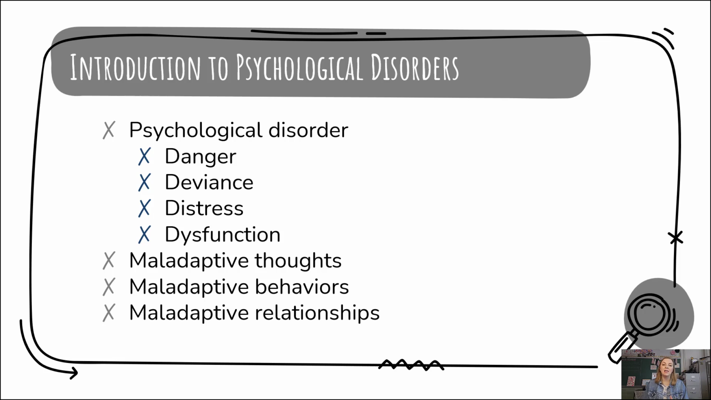And finally, maladaptive relationships. These are relationships that are unhealthy, unbalanced, or even harmful. They often involve poor communication, control, manipulation, or a lack of mutual respect. For instance, if one friend constantly puts down the other and makes them feel unworthy, yet the person stays in the friendship because they fear being alone, that's an example of a maladaptive relationship. Over time, these relationships can lower self-esteem and cause emotional distress.